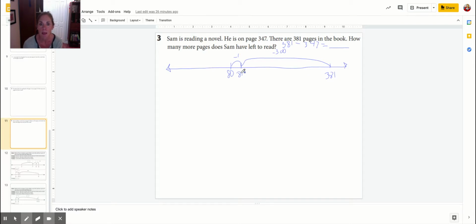Okay, so we're back to here. We're trying to subtract 347. We've subtracted 301. Now we're going to take away the 40. So 80 minus 40 gets us to 40. And we're left with 6, which takes us down to 34. 40 minus 6. So the answer is Sam has 34 pages to read.